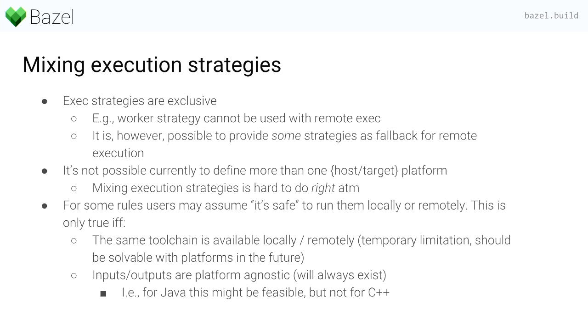However, it is currently possible to provide some strategies as fallback, to say this action in particular, my whole build will run remotely, but this one action, you shouldn't run that remotely. The problem is that it's really hard to do it right. It's really easy to do something that works today, but tomorrow it will not work. And the key limitation that we currently have today is that you can only define one host and one target platform. And that means that if you're having to do local fallback, that same platform should be valid for your remote execution environment and for your local host environments.